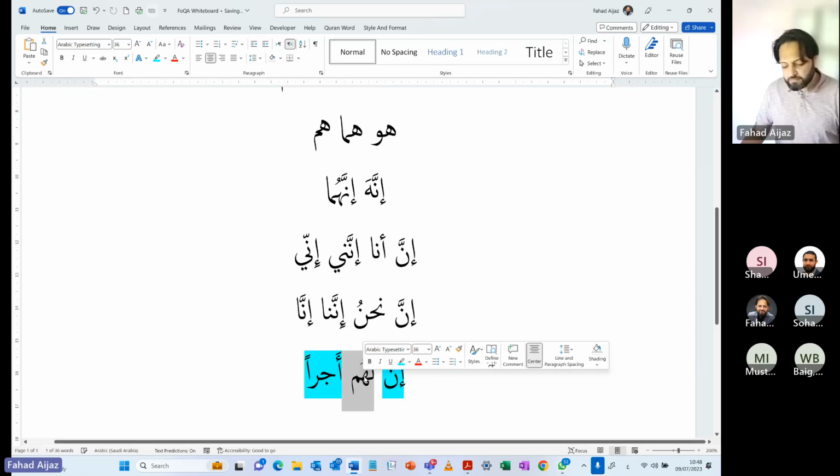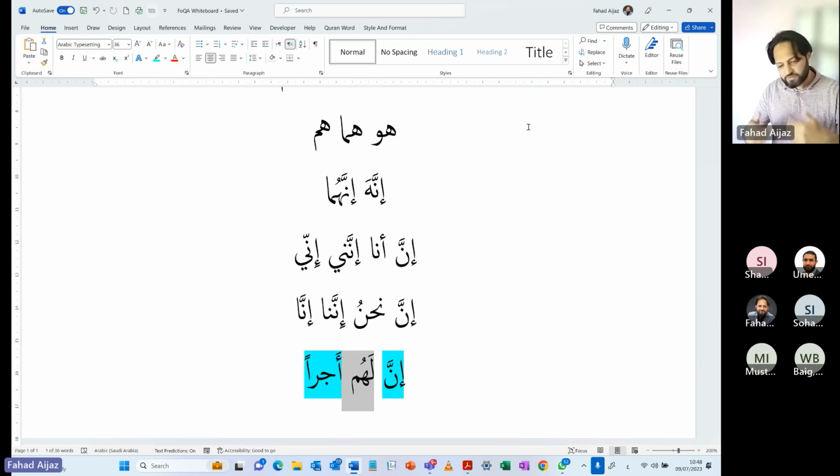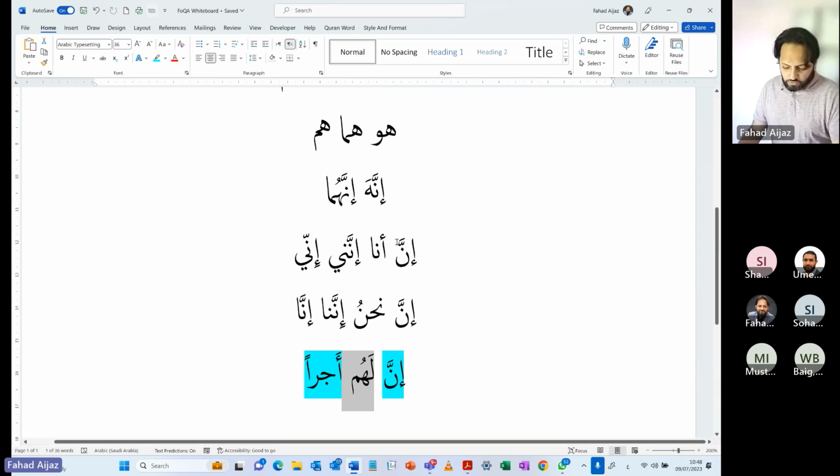And what can be in the middle? Anything. It can be an idafa, it can be jar majroor, it can be mawsuf sifa, it could be a fail or whatever. It could be anything really in principle. So when we do some examples, you will see that happening. So there is no rule as such.